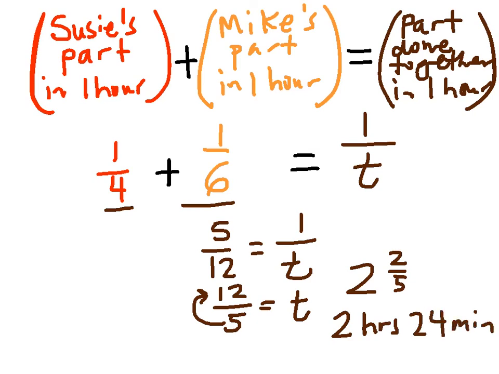And going back to the problem, you'll see that they started at 10. And so from 10 plus 2, almost 2.5 hours is about 12:30. And so Mike will have time to go to his golf game.